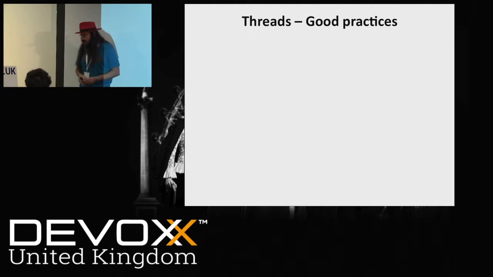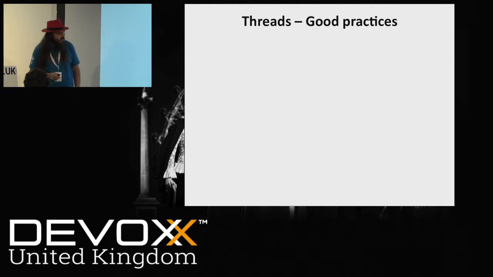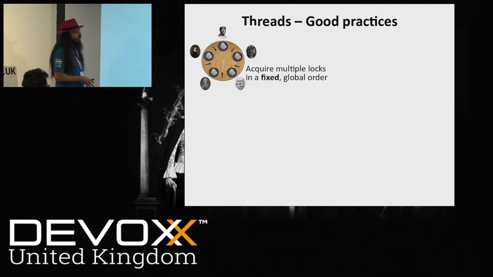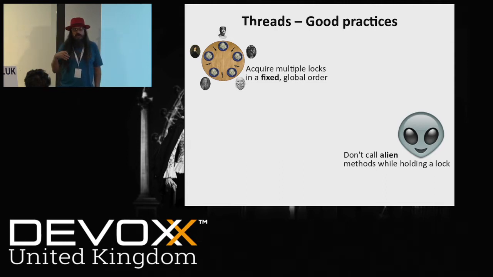Of course, there are a few good practices when working with threads, okay? For example, probably all of you know the Dining Philosophers problem. So the way to avoid this is to acquire the locks always in the same fixed global order, okay? Of course, you shouldn't call an alien method, do a callback to your user, while holding a lock, because you don't know what the user will do in his callback, okay? And if you give the user control when you are holding a lock, very likely it could have its own lock and probably cause a deadlock, okay?